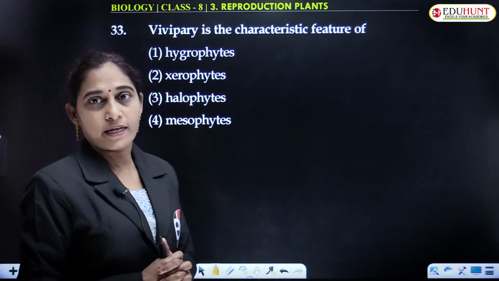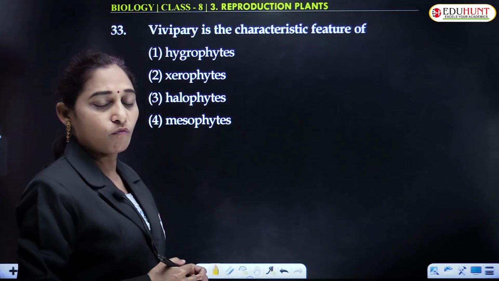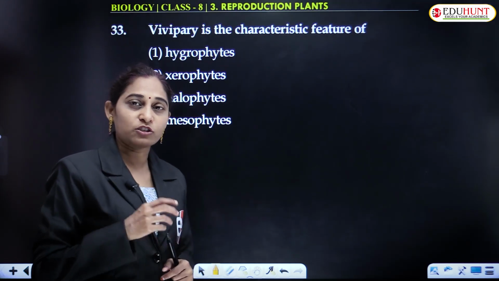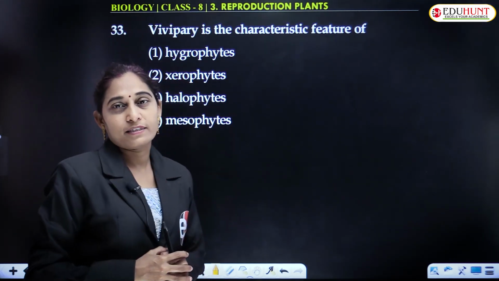The next question is, vivipary is the characteristic feature of. What is meant by vivipary? Vivipary is nothing but germination of the seed when it is in the mother plant itself.